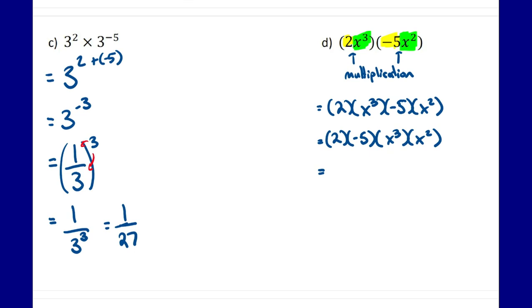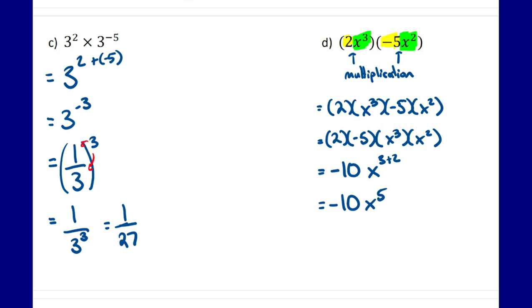My two numbers I can multiply no problem. 2 times negative 5 is negative 10. X to the power of 3 times x to the power of 2, well, my power rule says I add those exponents. So x to the power of 3 plus 2, which gives me negative 10 x to the power of 5, which is my final answer. This is my simplified form as well as the evaluated form. I can't evaluate this any further because I don't know what x is. So this is simplified and evaluated.